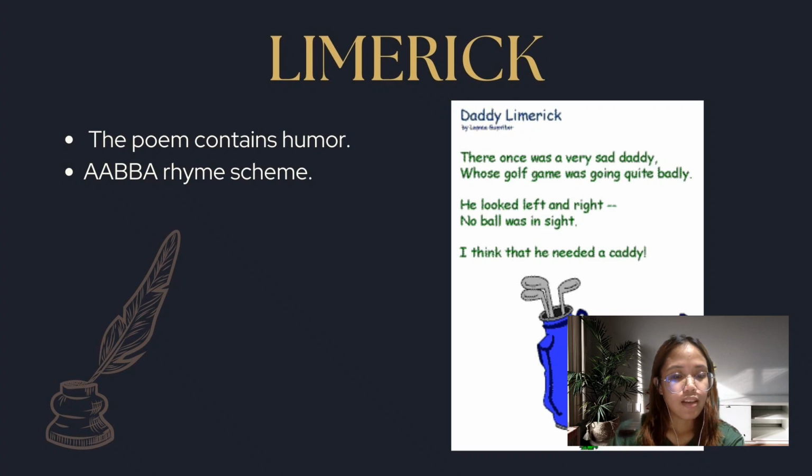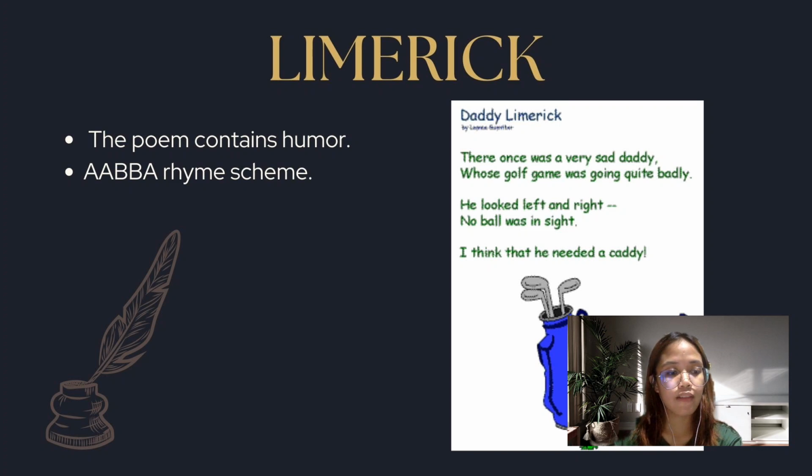I'll read it. There once was a very sad daddy whose golf game was going quite badly. He looked left and right, no ball was in sight. I think that he needed a caddy. So as you can see here, limerick follows the AABBA rhyme scheme. So let's look at the first stanza. The first two lines end with daddy and badly. Daddy and badly rhyme with each other, so therefore they are considered AA.